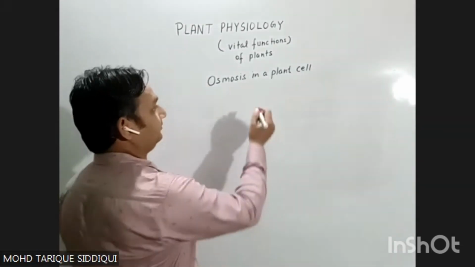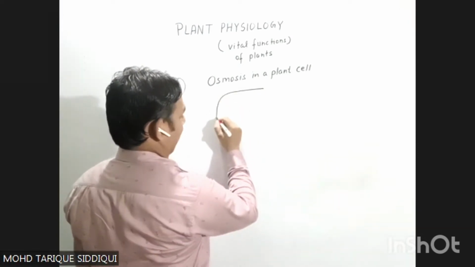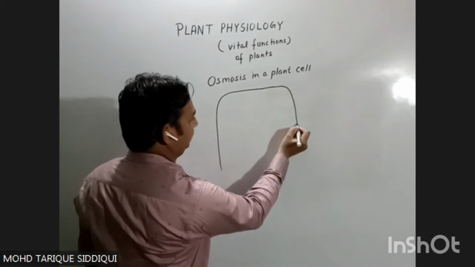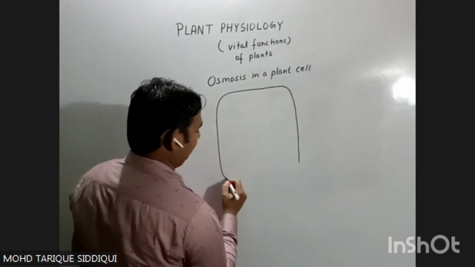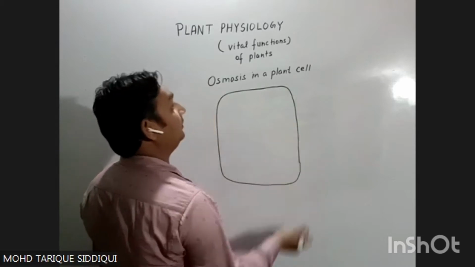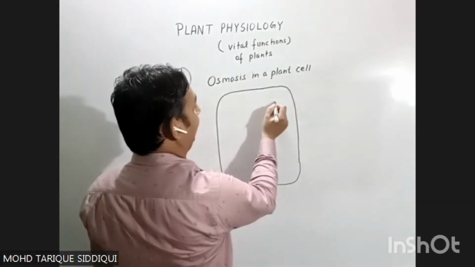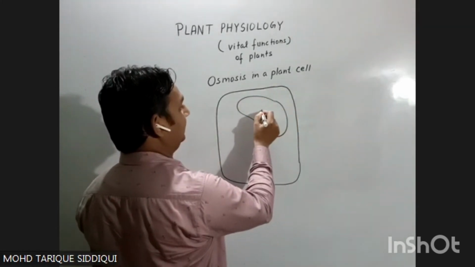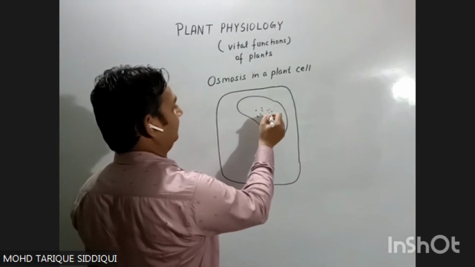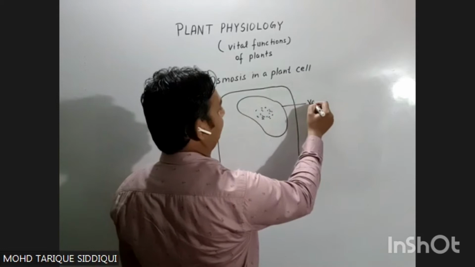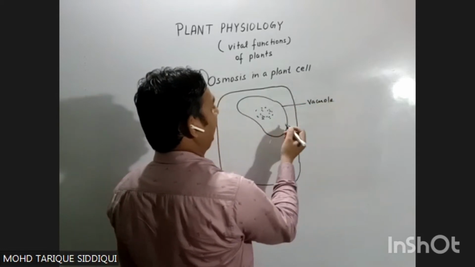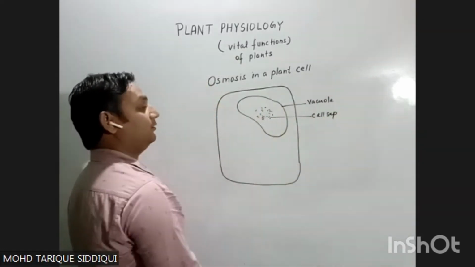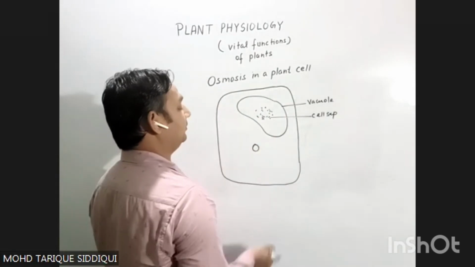Now, osmosis and plant cell. In a plant cell, we have a cell wall as well as a cell membrane. And we have the bigger, large vacuole. This is the vacuole. We have the cell sap, sugar or watery solution inside the vacuole, that we know. We have the nucleus also here.